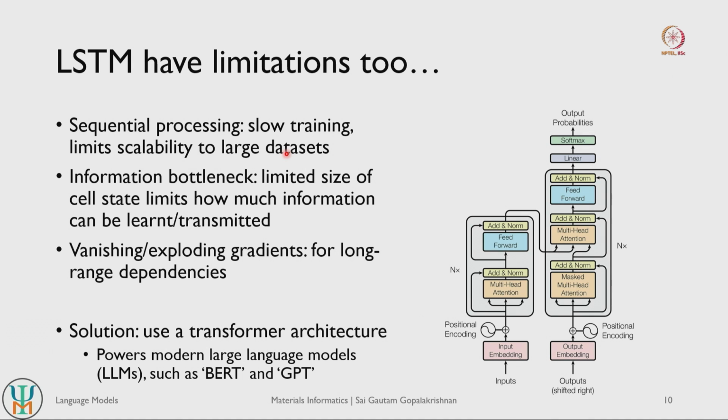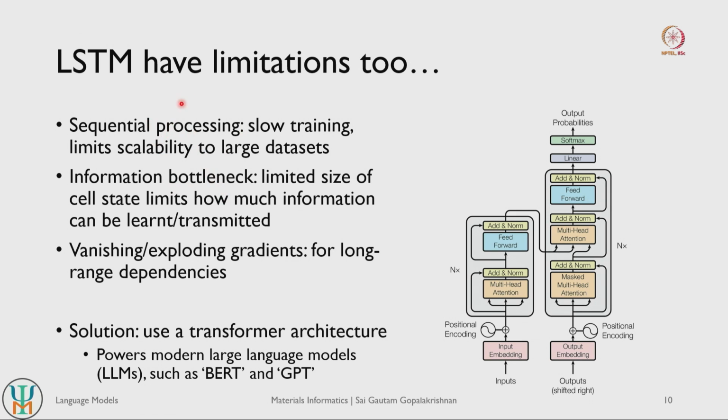But if you were to train a model on the entire internet or the entire Wikipedia, then you are looking at billions, or even trillions, of words very easily, and these models will not be able to scale up to such large data sets. They will have difficulties in keeping up or remembering the context over very large data sets. So this sequential processing can lead to both slow training and limit how easily these models can actually scale up to very large data sets.